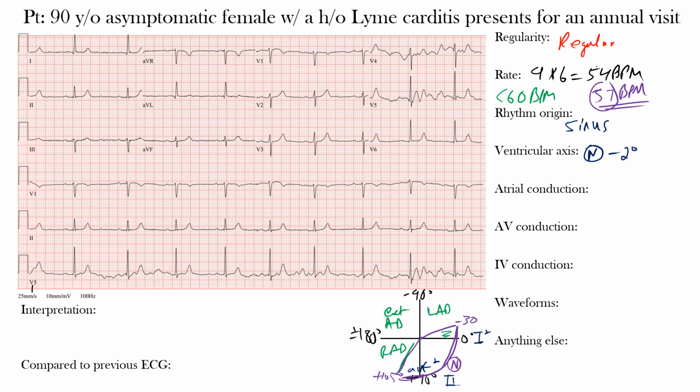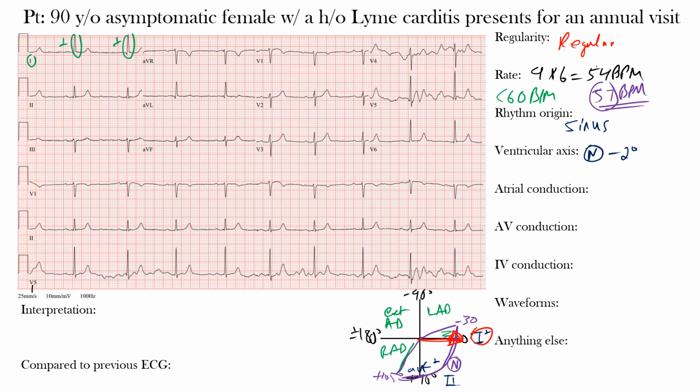Okay, but what we want to look at here are leads 1 and AVF, and there's multiple ways you can find the axis. This is a simple way that people find easy. So we'll look at lead 1. Notice we're looking at our QRS complexes, and notice that they're upright and positive, mostly positive. That means we're heading towards the positive end of this lead 1.